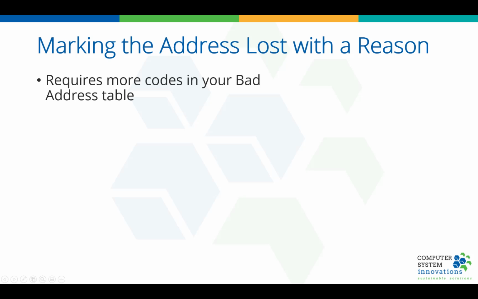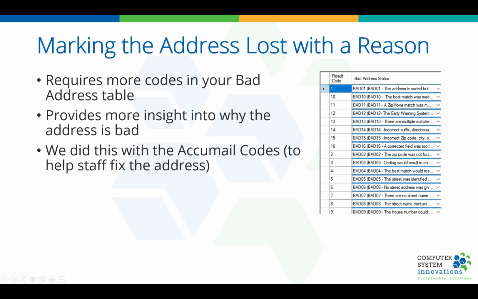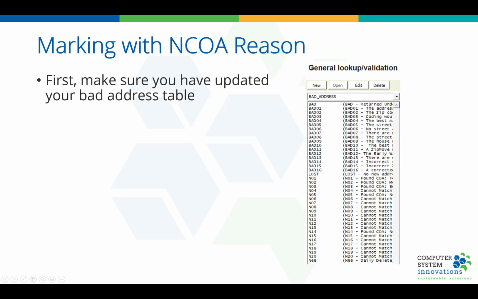Alternatively, we can mark it with a reason. This is going to allow our staff to be able to see what's going on. This requires a lot more codes in your bad address table, but it does provide insight into why the address is bad. So here's an example. In the very beginning, we did this with our Accumail codes. We said anything 1 through 16 is a bad, and we actually said here's why it's bad. So we did that with our Accumail codes. We can do the same thing with our NCOA ones.